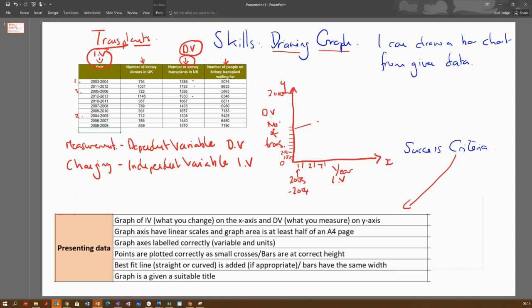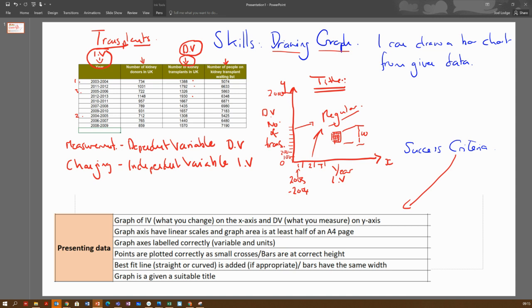Each of these spaces must be regular. Okay, so we might use a big square on the graph paper, like that, to represent 100, like so. Same here. The spacing here must be regular, so we show each bar's the same width. Okay, and this is just a really good way of organizing a graph, so you're showing the data properly in the graph.